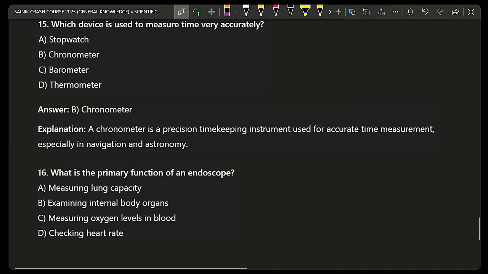Yes, time up. One student said measuring lung capacity, wrong answer. Two students gave wrong answer, checking heart rate. Four students said oxygen levels in blood, wrong answer. The correct answer is, 17 students gave that answer, examining internal body organs. While I was discussing previous questions, I explained endoscope. You don't remember also.